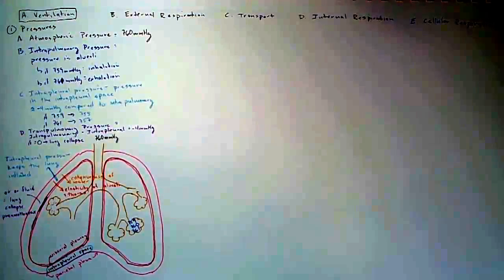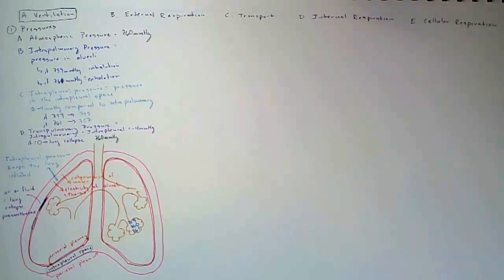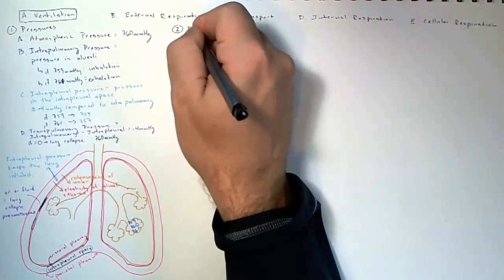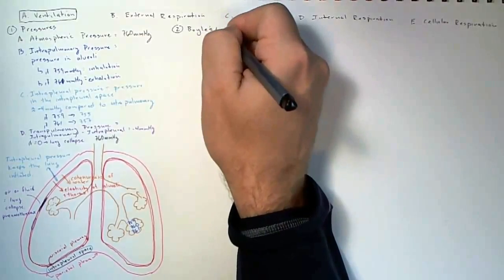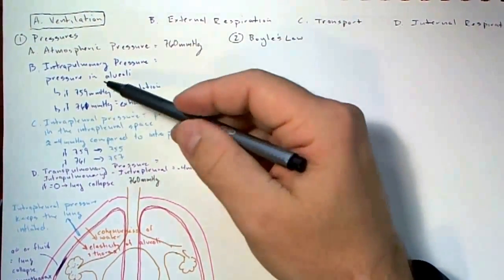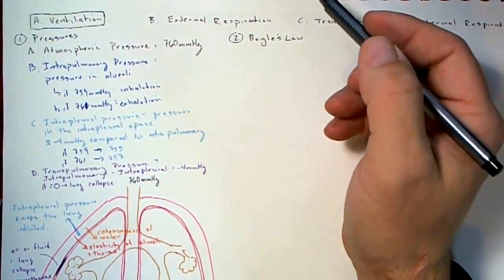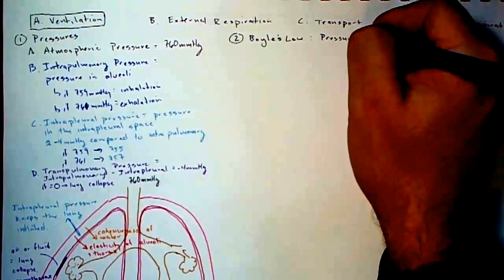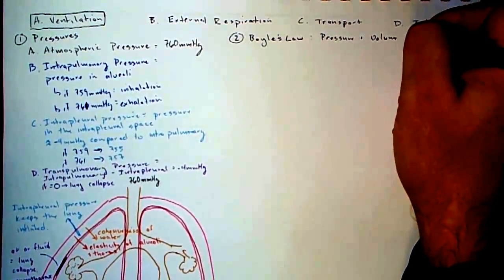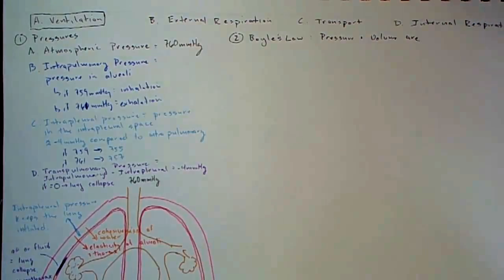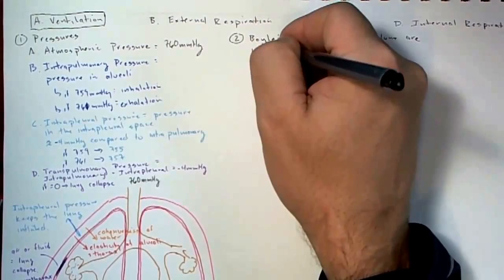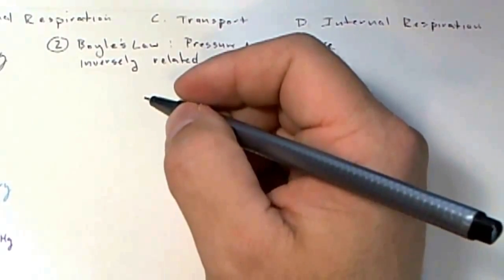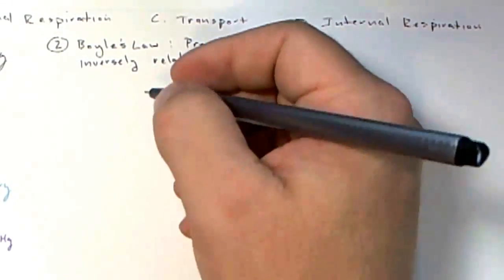Alright, so that describes the main pressures, but now we need to go into some other things, like something called Boyle's Law. Boyle's Law is going to help us to explain how these pressures are changed in the first place, because Boyle's Law says that pressure and volume are inversely related. So that means if you make the volume of a space go up, the pressure will go down. And if you make the volume of a space go down, then the pressure will go up.